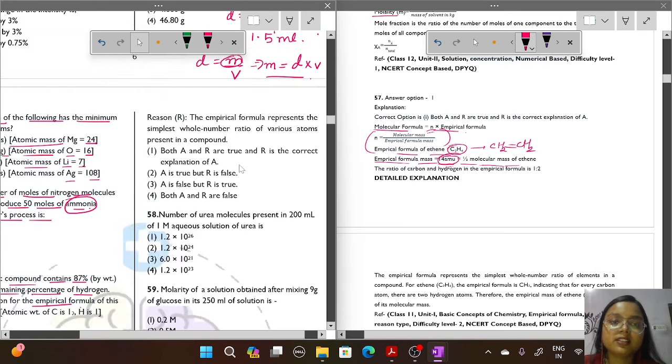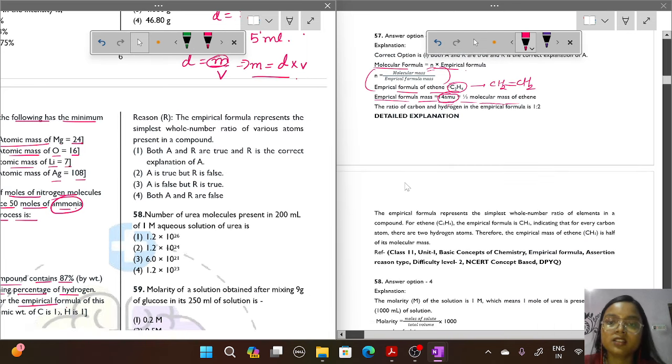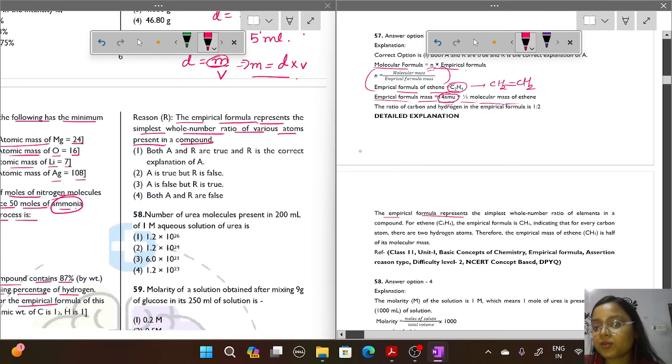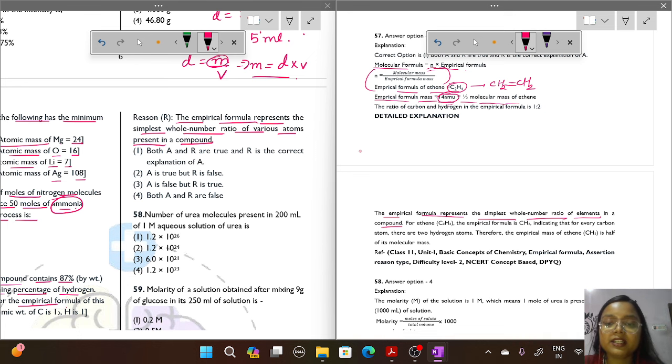Let's look upon the reason now. The reason is given as: the empirical formula represents the simplest whole number ratio of various atoms present in the compound. Okay, this is the reason. So the empirical formula represents the simplest whole number ratio of elements in the compound. Yes, this statement is totally correct.